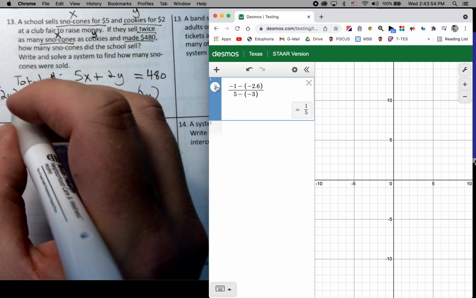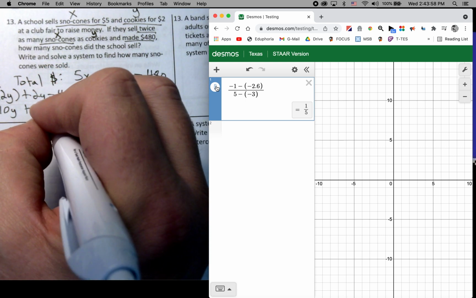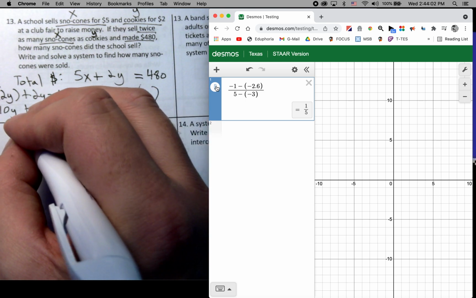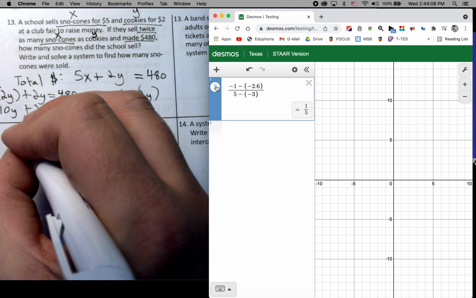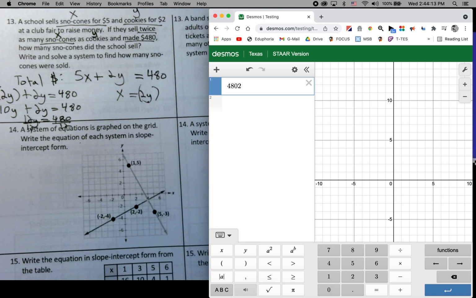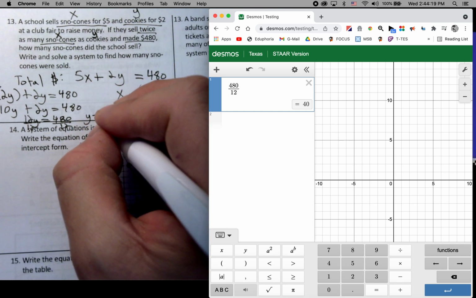Distribute the 5. That's 5 times 2y is 10y. Add another 2y. It's 480. Combine like terms. That gives me 12y equals 480. Then divide both sides by 12. And I don't know off the top of my head, but Mr. Desmos does. So 480 divided by 12 is 40. So y equals 40.